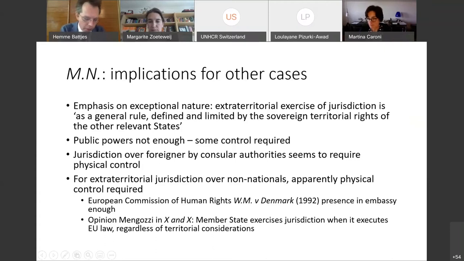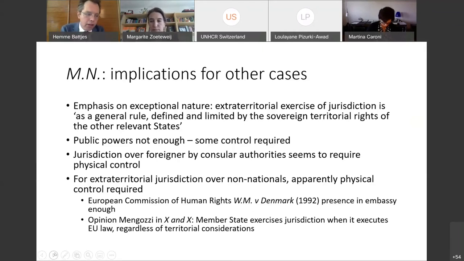So it must make efforts to find a safe passage for this asylum seeker to a safe country. And also in the case on humanitarian visa applications, the case of X and X before the Court of Justice, Advocate General Mengozzi had stated quite simply that a member state exercises jurisdiction when it executes European Union law, so also when it applies the Visa Code, regardless of territorial considerations. But alas, all that was not followed by the European Court of Human Rights.